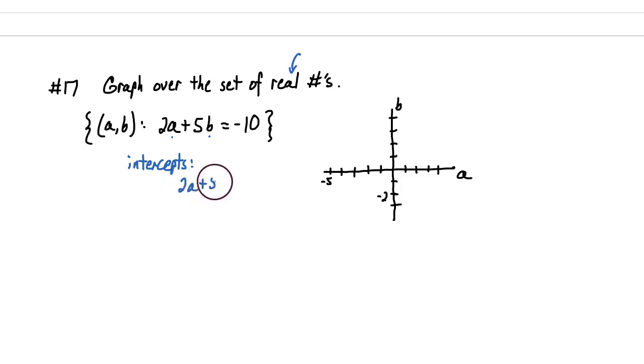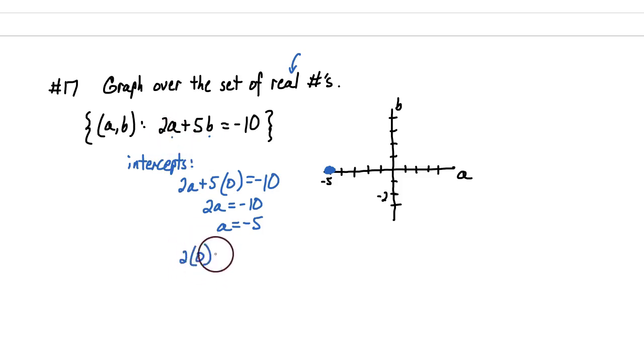2a plus 5 times 0 is equal to negative 10. Therefore, 2a is equal to negative 10. A is negative 5. On the a-axis, there's a dot at negative 5. We're used to that being the x-axis. It's just this time, it's the letter a here, not x. Let's get our other intercept.